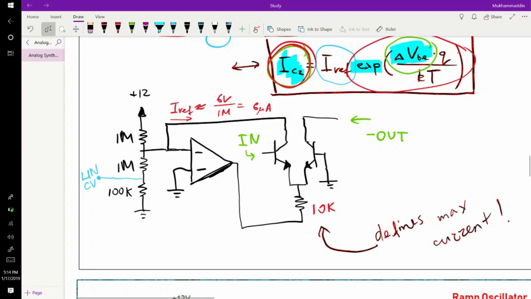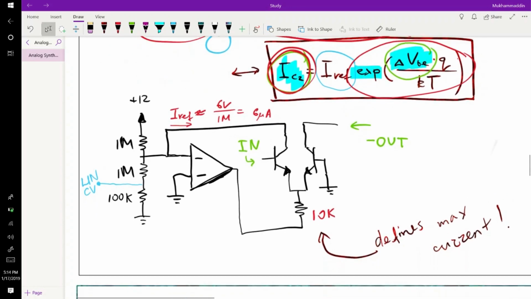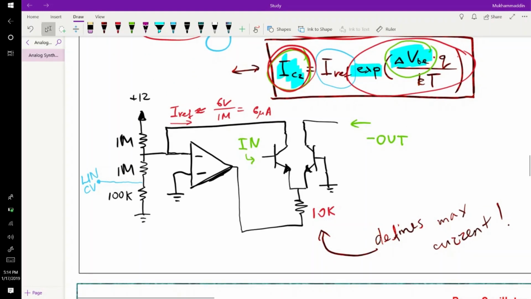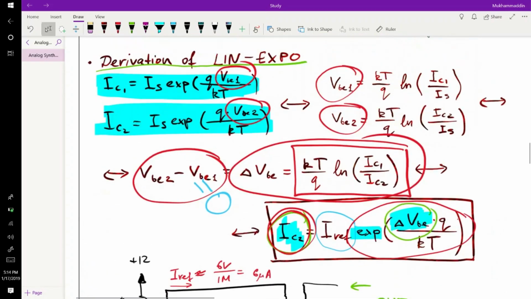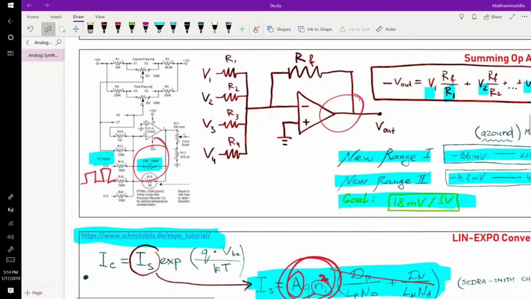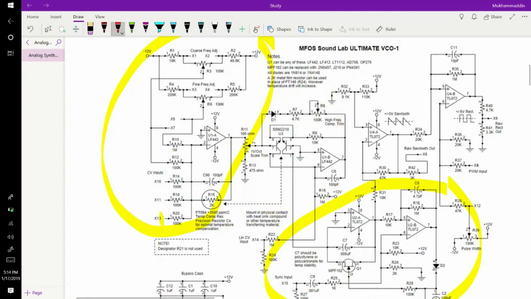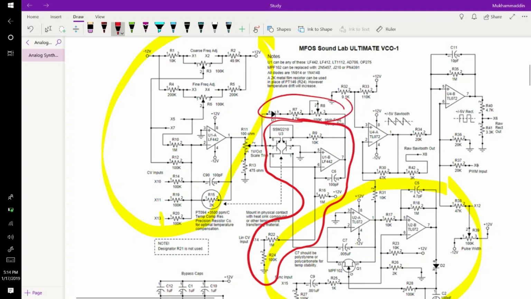Okay, but that is all math, so how are you going to implement that in the actual circuit? I've already redrawn the original circuit in here, so I'll show you exactly what I did. I've redrawn this part of the circuit. This part we'll be discussing later. It's actually needed for this part, but for now let's focus on the linear to exponential converter.